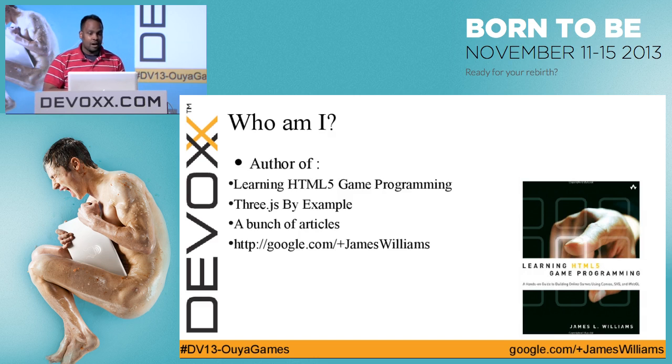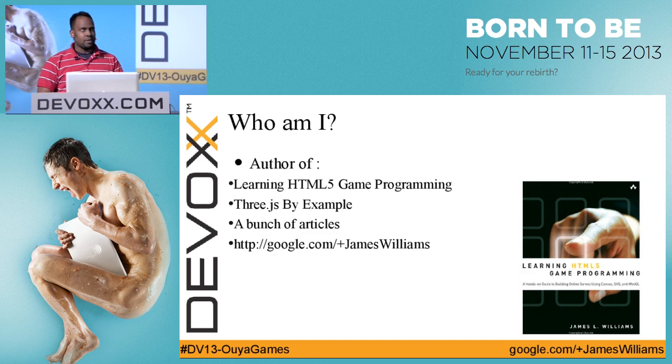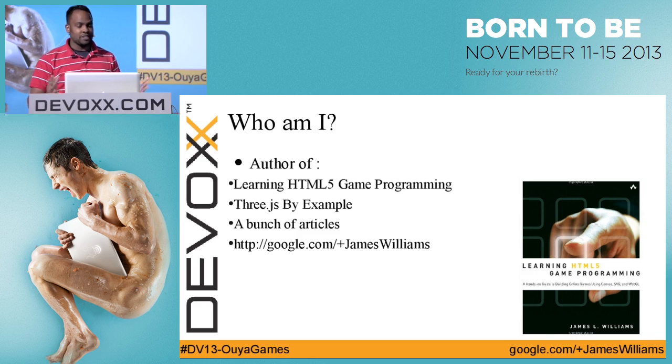So who am I? You know my name. The coolest thing I've done, I think, is the book Learning HTML5 Game Programming, which you can buy in the bookstore here at Devoxx. I get a whopping 50 cents for each copy that you buy, so buy like 15. I am self-publishing some stuff online on LeanPub, 3JS by Example, and there's another one that I'll get to a little bit later. There are also a bunch of articles online, and you can find all my social stuff at google.com/+JamesWilliams.